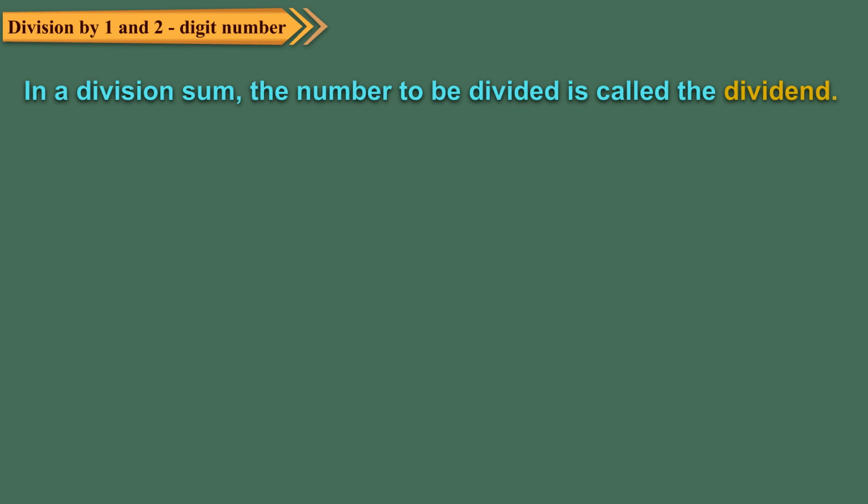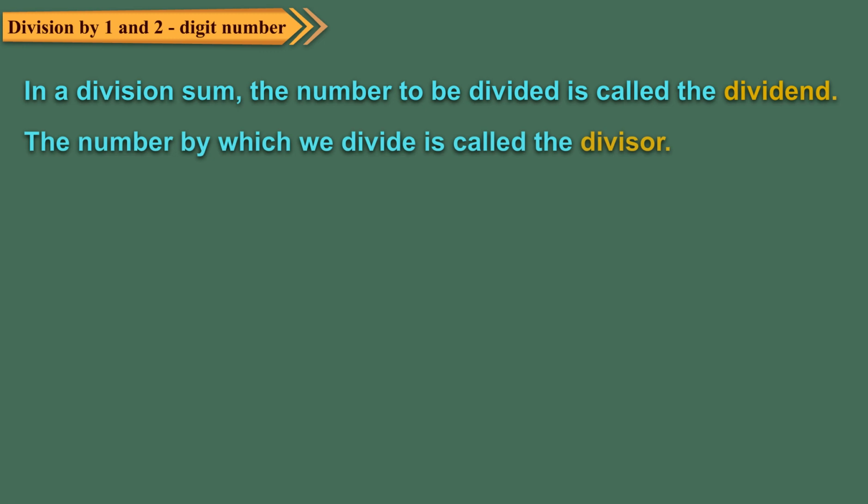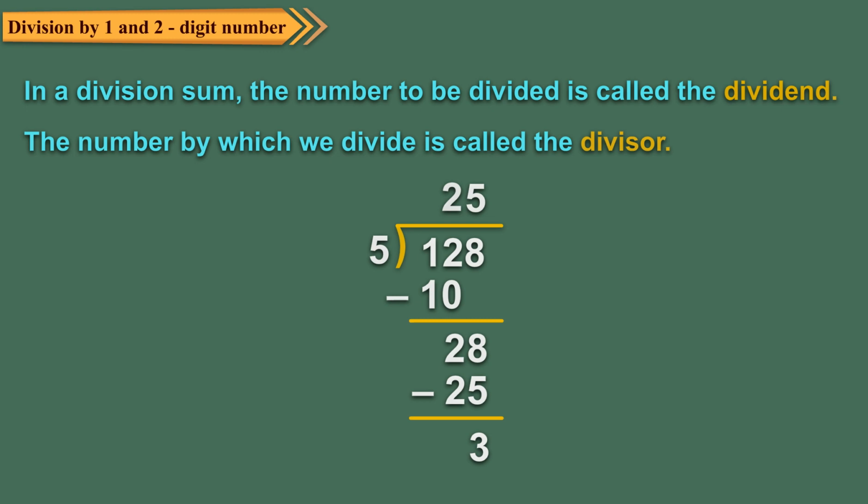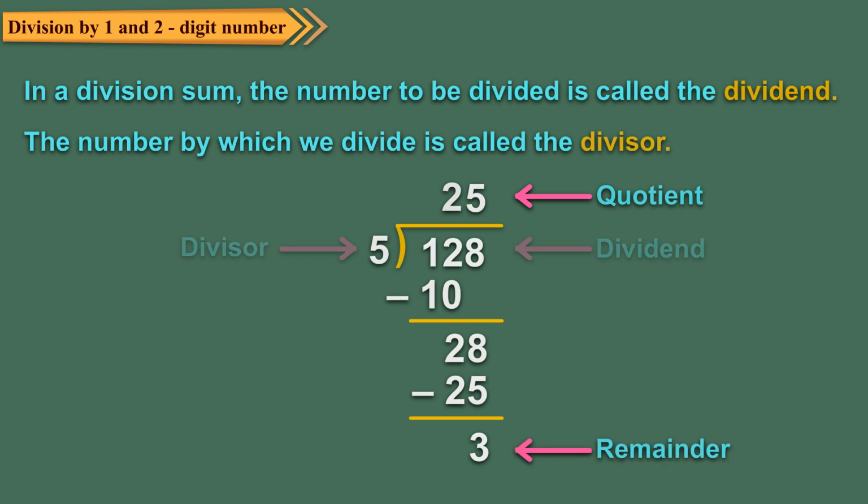In a division sum, the number to be divided is called the dividend. The number by which we divide is called the divisor. The answer is called the quotient. The number which remains undivided is called the remainder. So if we divide 128 by 5, we get 25 as quotient and 3 as remainder.